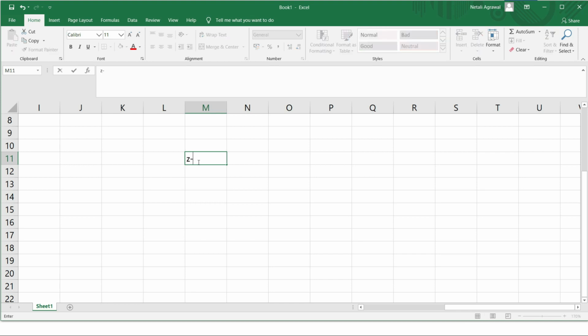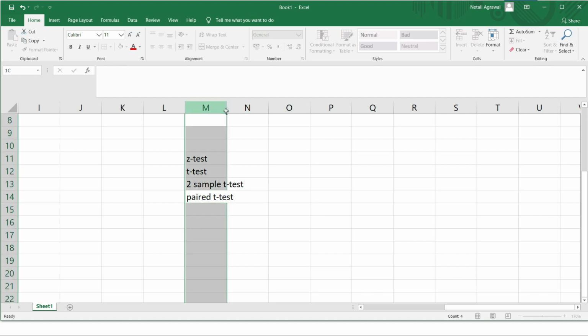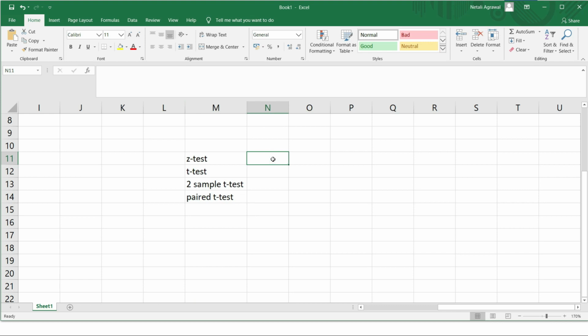They are z-test, t-test, two sample t-test and paired t-test. Now the question arises: when to use which test? First of all, for each and every test you have to formulate the null and alternate hypothesis. It would be formulated the same way as we discussed in our previous session on hypothesis testing.